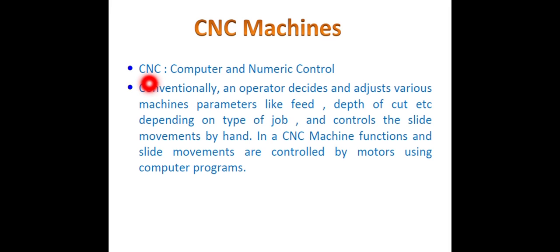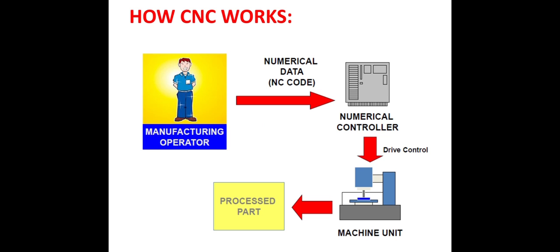CNC machines, computer and numerical control. Conventionally, an operator decides and adjusts various machine parameters like feed, depth of cut, etc., depending on type of job, and controls the slide movements by hand. In a CNC machine, functions and slide movements are controlled by motors using computer programs. So conventionally the operator will move the slides, whereas here the machine functions according to the instructions written in the program.